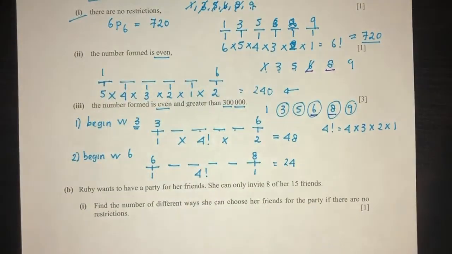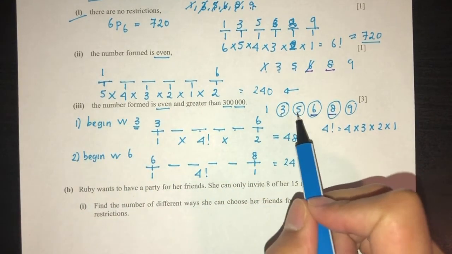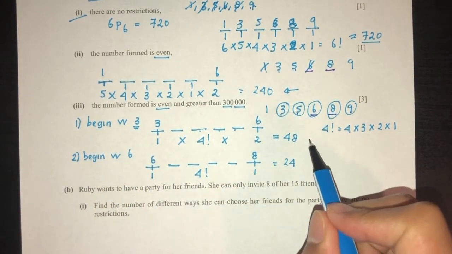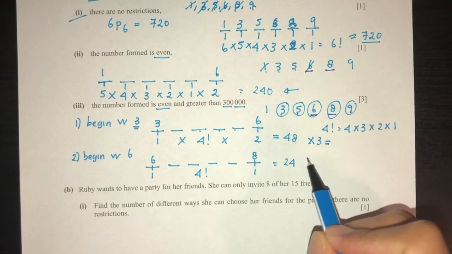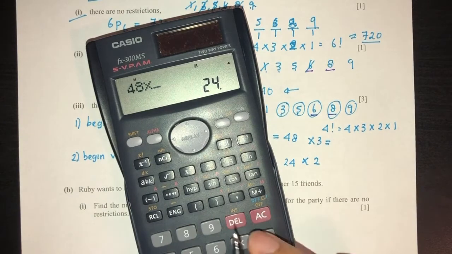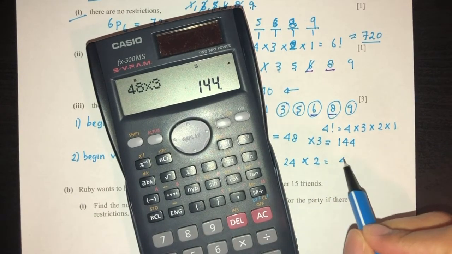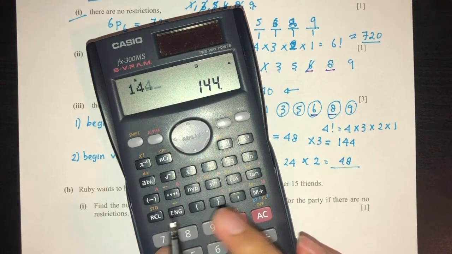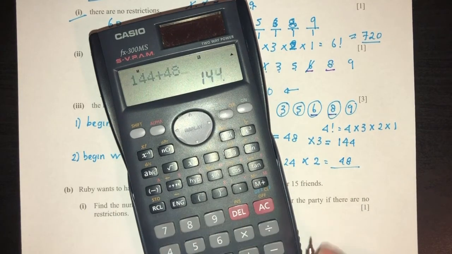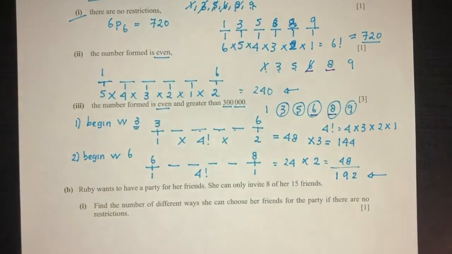Okay, so now we have to count. Begin with odd: we have 3 odd numbers, so we times 3. And we have 2 even, so we times 2. So 48 times 3 is 144, and 24 times 2 is 48. If you add them both, you will have your total numbers formed. That will be 192. And that is your answer for part 3.